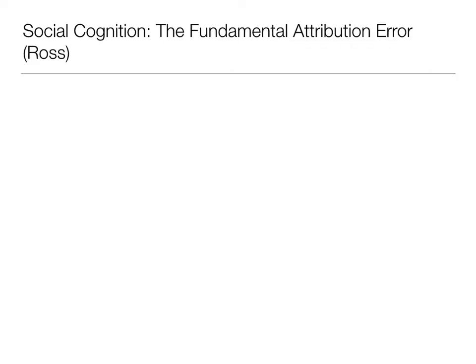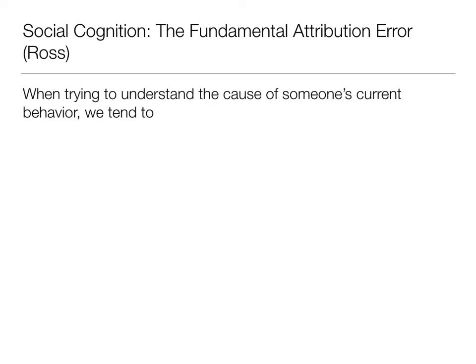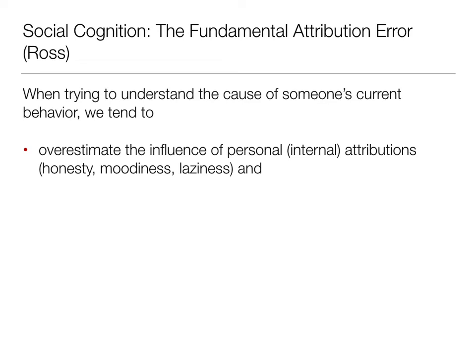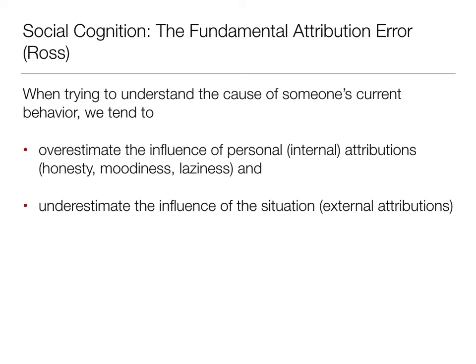And so Ross discussed the fundamental attribution error. And this is when, trying to understand the cause of someone's current behavior, we tend to overestimate the influence of these personal internal attributions for someone else. And we tend to underestimate the influence of the situation, the external attributions. When I gave you the example of driving down the highway and someone cuts in front of you, and I said, oh, maybe they're just late for work and that's why they cut me off. It has nothing to do with who they are. Some of you are probably rolling your eyes, and that's because you are engaging in the fundamental attribution error.